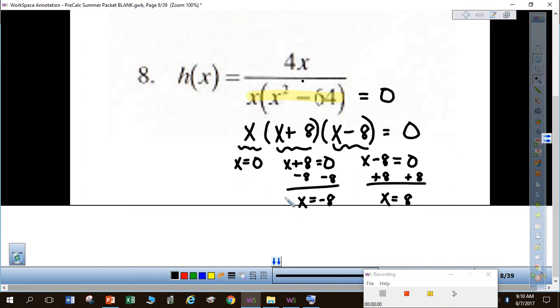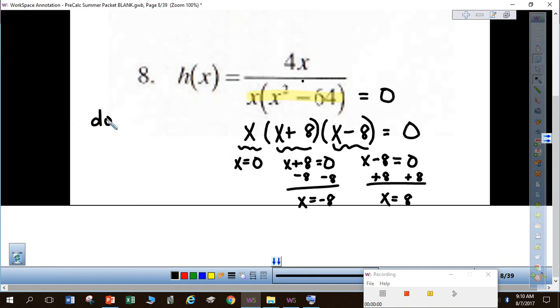So that means that these are the x values that must be excluded from our domain. If x is equal to 0, the denominator is 0. If x was negative 8, the denominator is 0. If x is positive 8, the denominator is 0. So all of these x values are not allowed.